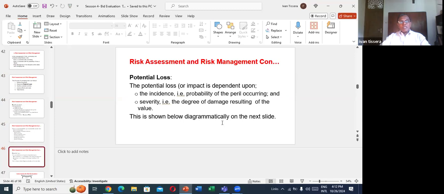The potential losses or impact depend upon, number one, the incidence, i.e., the probability of the perils occurring. What is the probability? High probability or low probability? Number two, severity, the degree of damage resulting, of the value. So if it happens, what is the damage? Is it severe or minor? This is shown diagrammatically on the next slide.